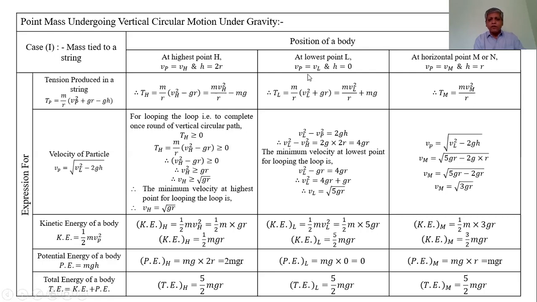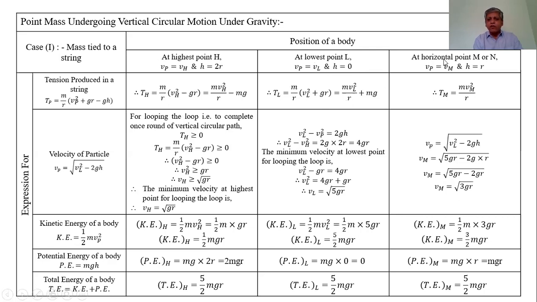Similarly, for the tension at the lowest position, Vp is equal to Vl, the velocity at the lowest position, and h is equal to 0. Substitute these values in the equation. Therefore, tension at the lowest position is equal to m upon r into Vl square plus gr, and since h is equal to 0, the third term is 0. Therefore, the tension at the lowest point is equal to mVl square upon r plus mg. This is the tension at the lowest position.